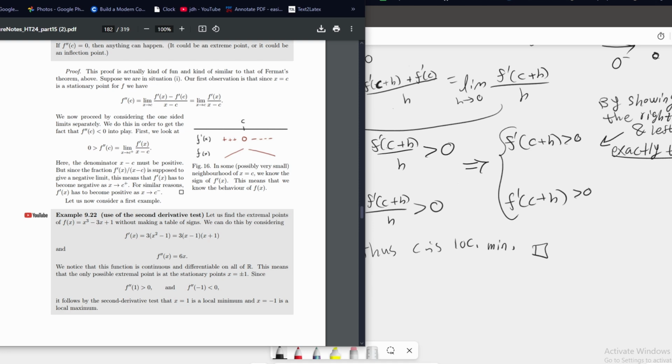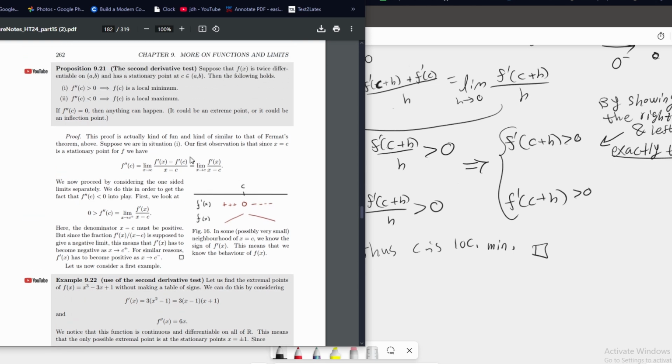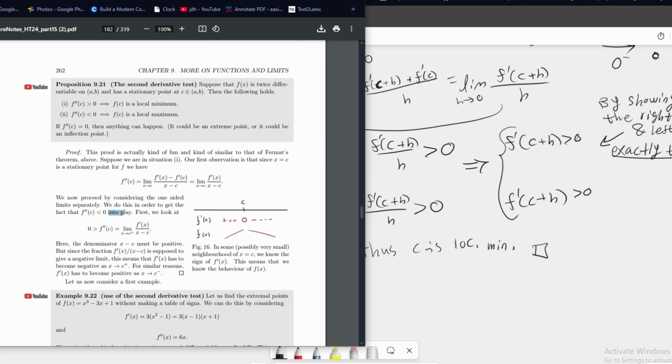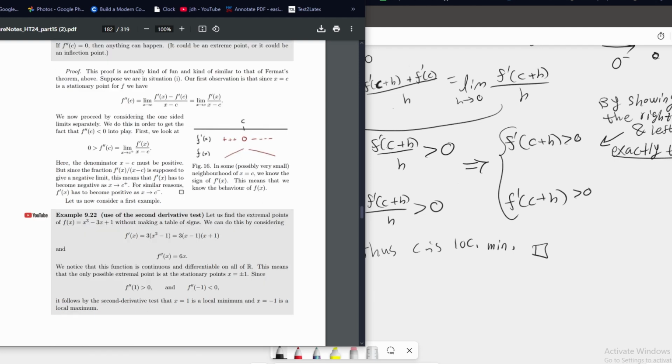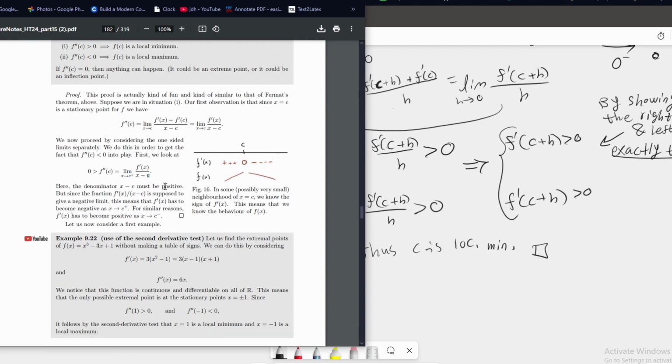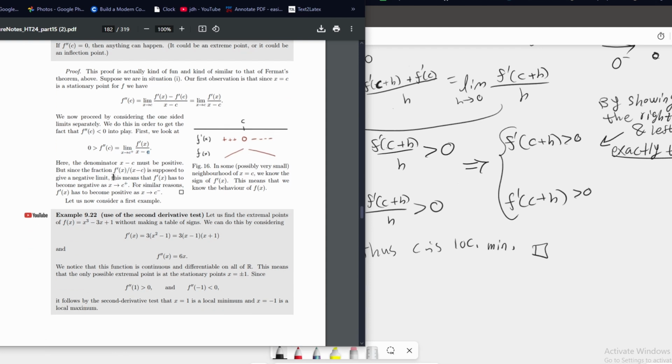We do this in order to get the fact that f double prime of C is less than 0 into play. What is confusing me is that he's saying f double prime of C is less than 0 into play, but he's proving case 1 where he knows f double prime of C is greater than 0, whatever. Here the denominator must be positive, since it's going from a larger x value to C. But since the fraction is supposed to be negative, this means that f prime has to become negative as x goes to it.